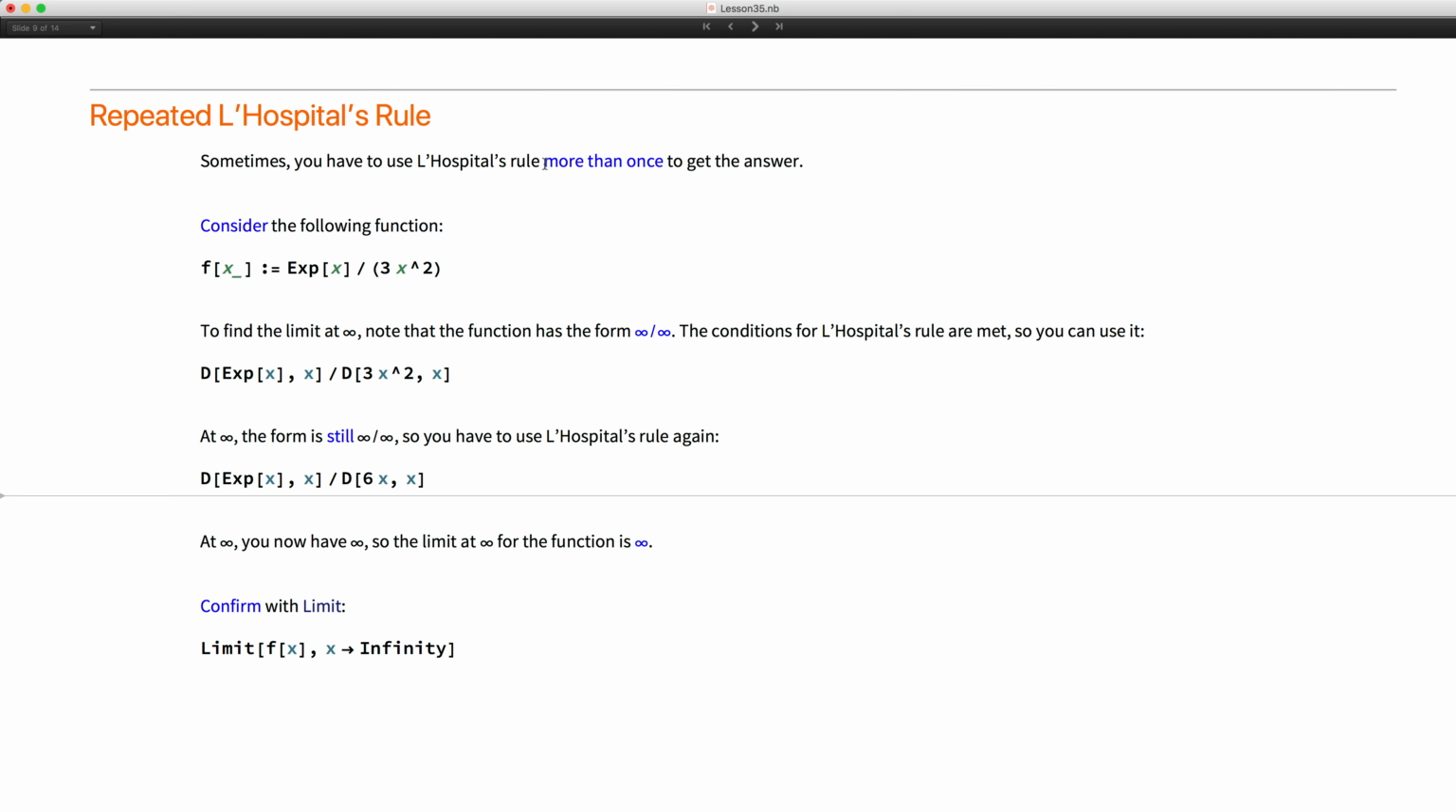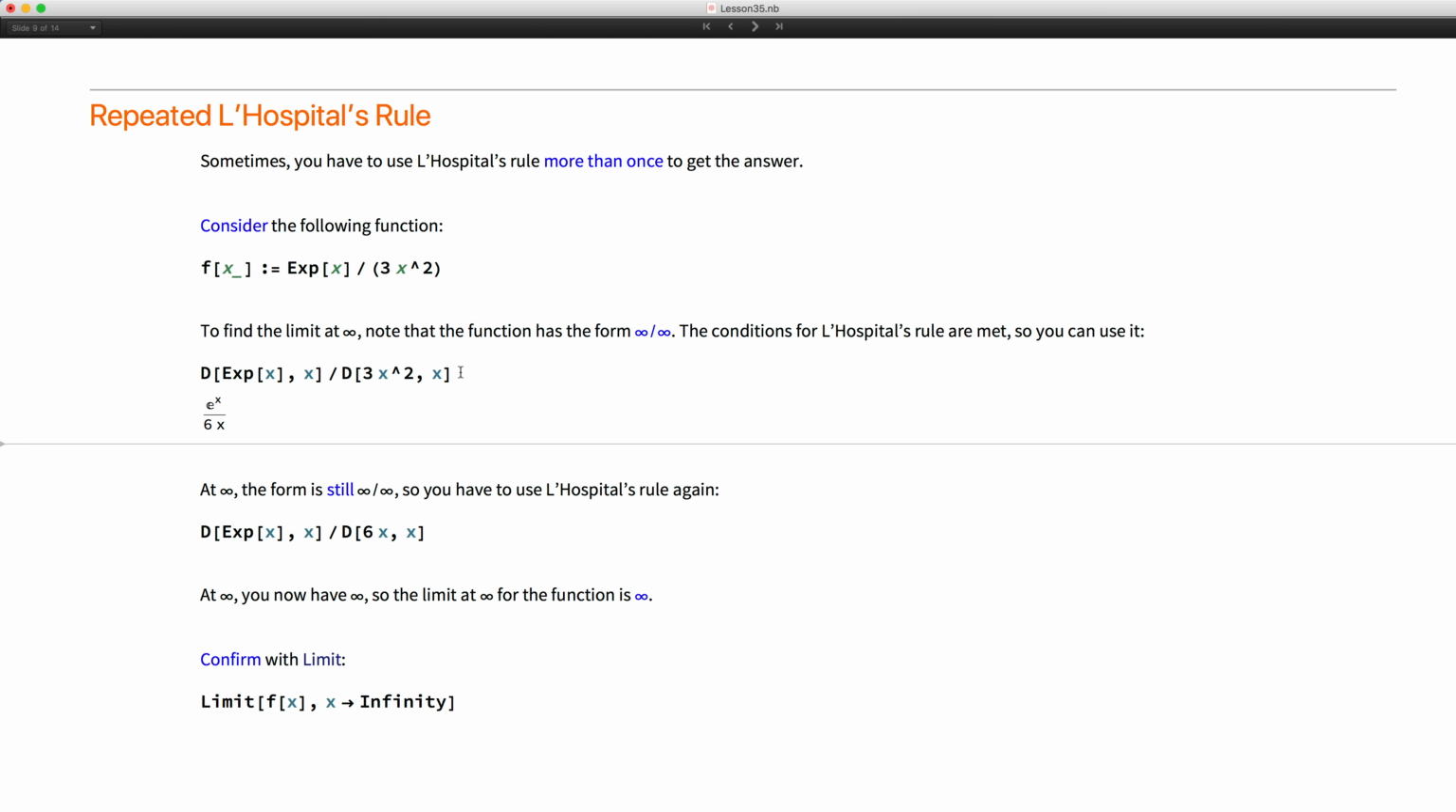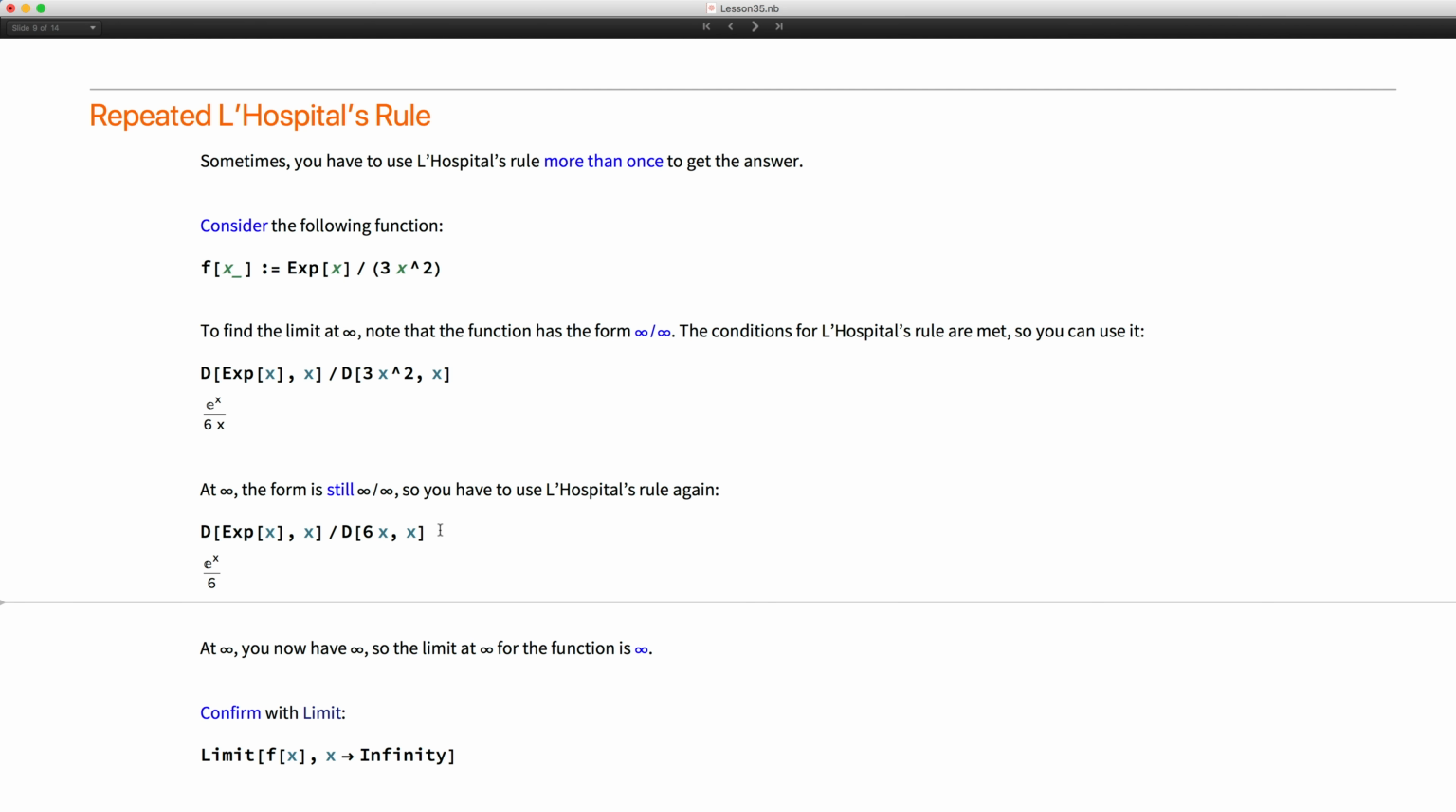Okay, now in some cases you have to apply L'Hopital's rule more than once to get the answer. So for example, here's the function f defined to be e raised to x over 3x squared. If you try and apply L'Hopital's rule once at infinity, then you get back infinity over infinity again. That's again indeterminate. So what you do is you apply L'Hopital again, and now things look good because you get back infinity over 6, which is infinity. So the answer for the limit is infinity. So you can apply L'Hopital's rule repeatedly, but of course it's going to be more time consuming, more expensive to do so.